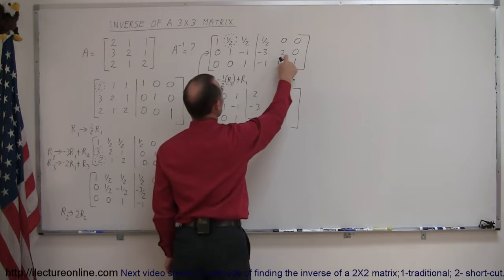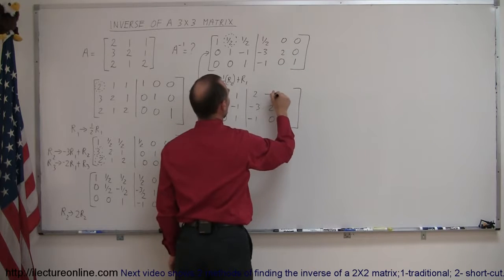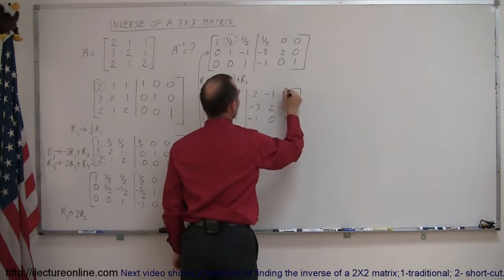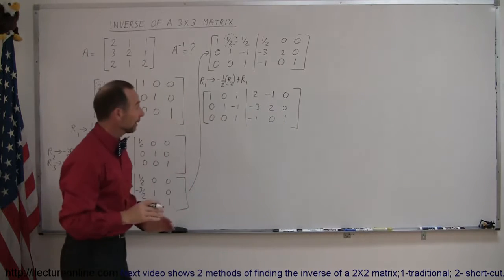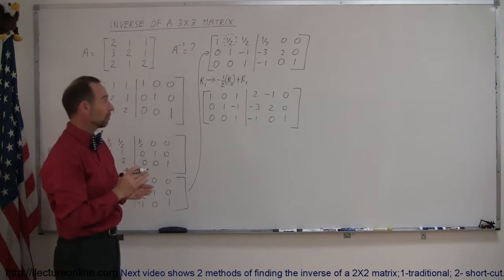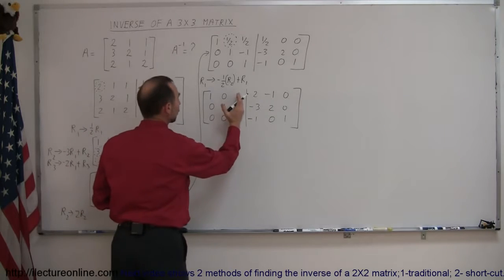Negative 1/2 times a 2 is a negative 1, added to 0 becomes a negative 1. And since this is a 0, that doesn't change. All right, we are now done with the second column. We only have one more column to go, which is the third column.